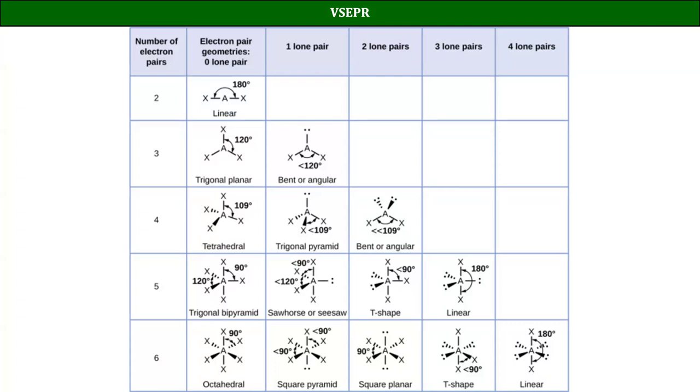So what's its electron geometry? How many things are taking up space around the oxygen? Two that we can see. Do the lone pairs still take up space? Yeah. So it's four. It's got four things around it. So its electron geometry is tetrahedral.